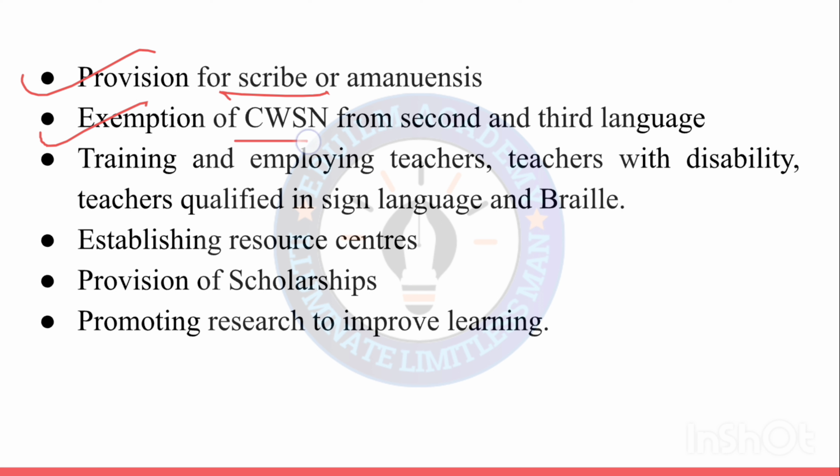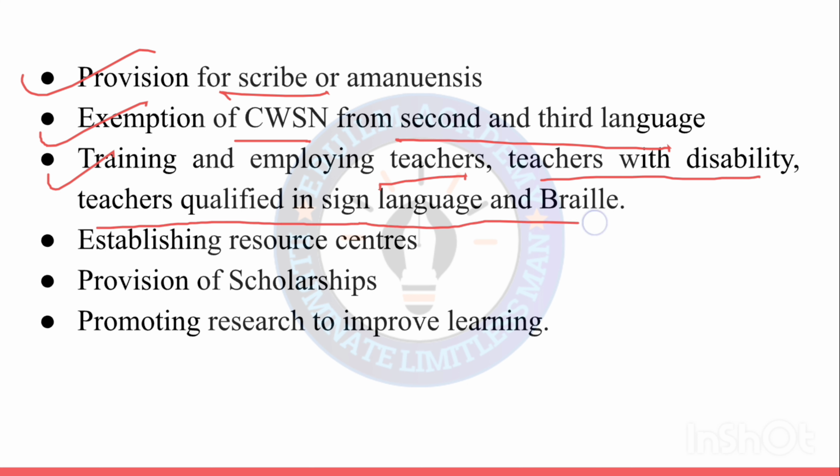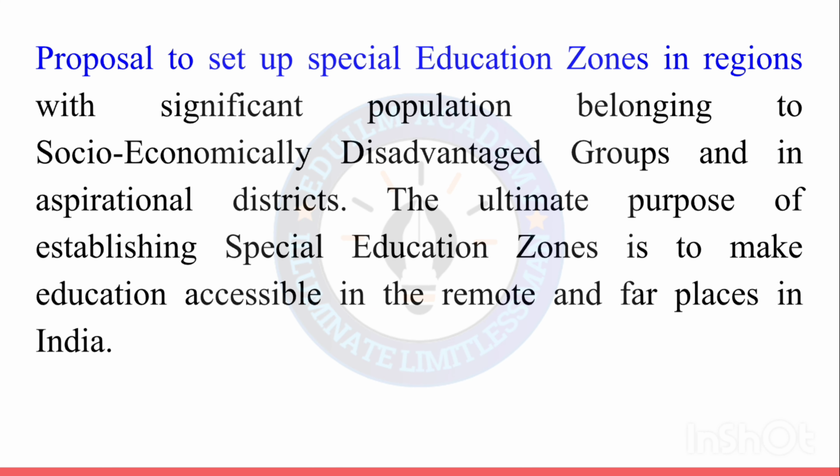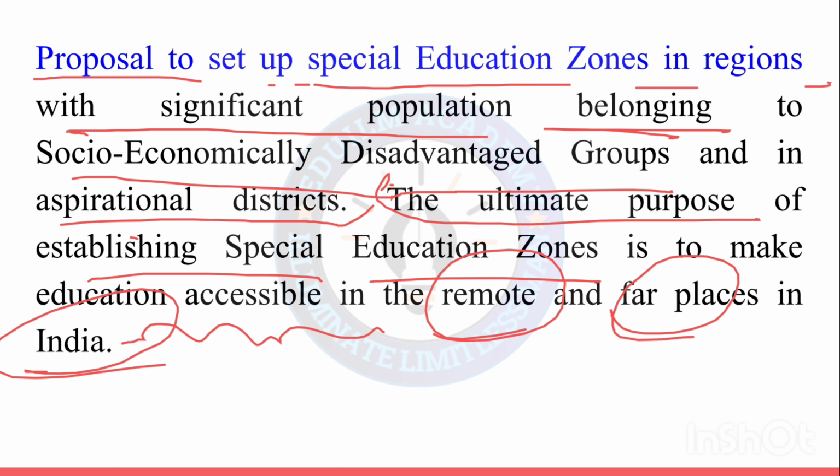Provision for scribe, exemption of children with special needs from second and third language, training and employing teachers, teachers with a disability, teachers qualified in sign language and Braille, establishing resource centers, provision of scholarships, promoting research to improve learning. The ultimate goal of socio-economic development has been to ensure that all sections of society are enabled to be a part of the development process. All must have equal access to the outcome of development and equal opportunity for upward economic and social mobility.